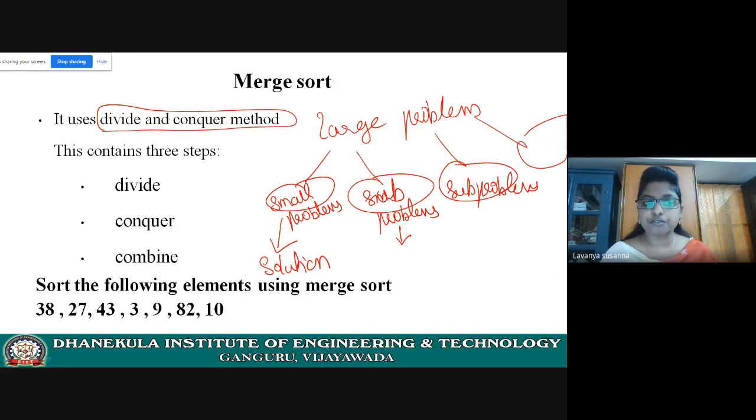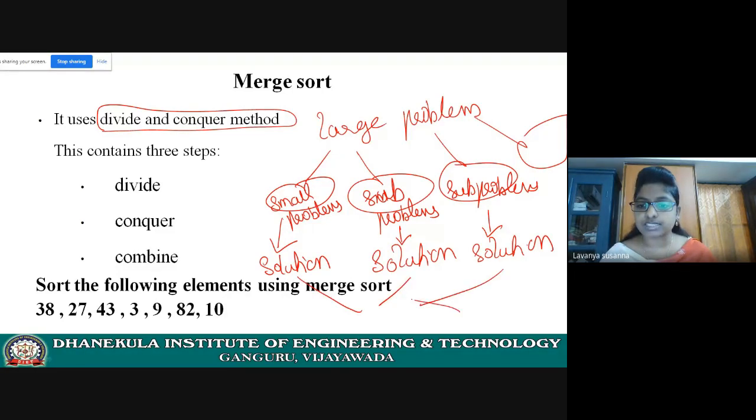Here merge sort will follow divide and conquer method. Note down merge sort. Write down it uses divide and conquer method. What is meant by divide and conquer method? In order to solve it, the large problem is divided into small subproblems. Now you need to solve these subproblems individually. You will get a solution for all these subproblems. Now you need to combine all these solutions. You will get the solution for the large problem.